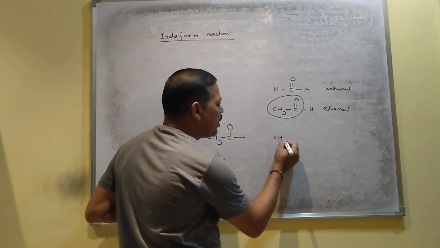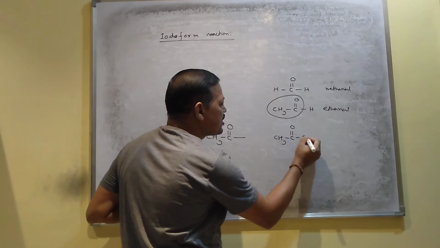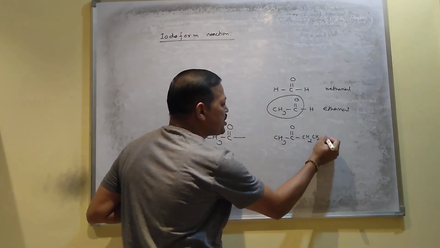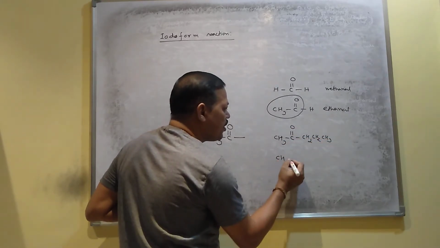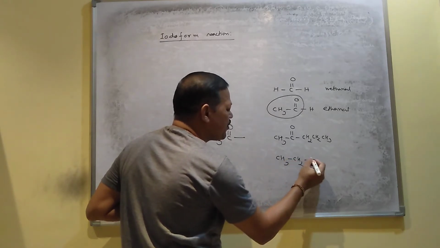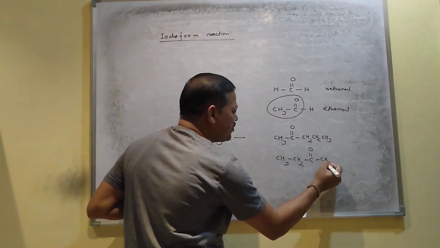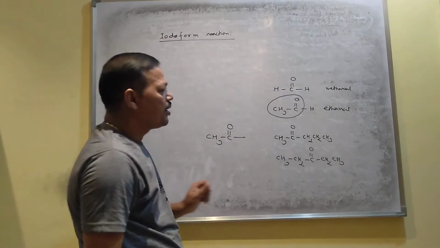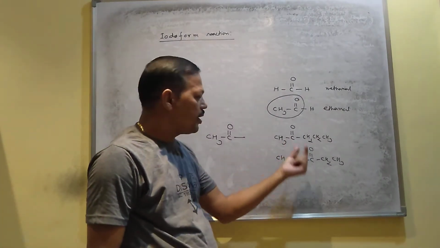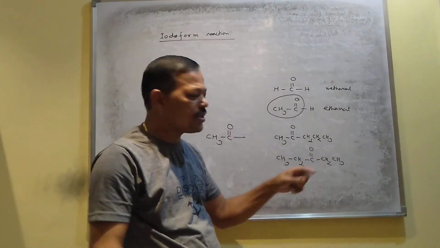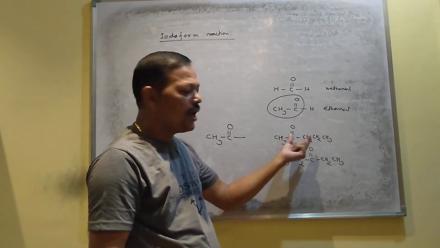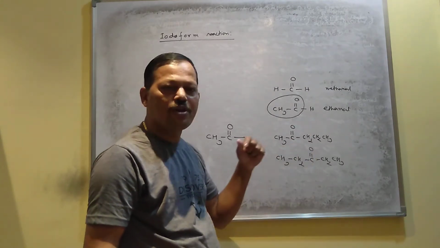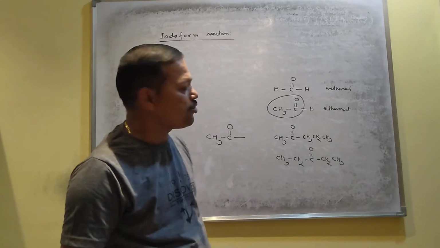Similarly, if I consider this one, CH3C=O, CH2, CH2, CH3, and this is another ketone. If I write like this, CH3CH2C=OCH2CH3, this is called pentan-2-one, and this is called pentan-3-one. Both are similar compounds, same formula, and only the position of the functional group is different. That's why these two are called position isomers.